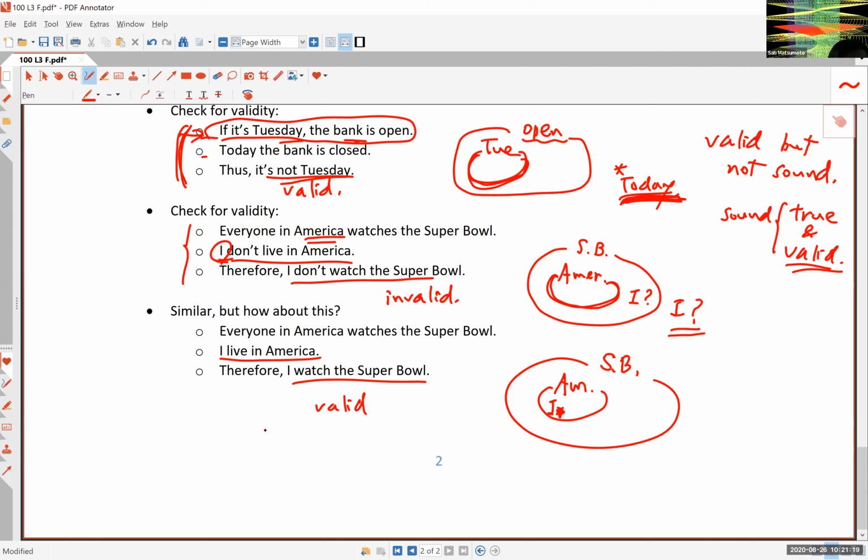Is this sound? No, it's not sound, okay? Simply because this is not true. Not everybody in America watches the Super Bowl. So you can't say just because you live in America, you must be watching the Super Bowl, because the first statement is false. But if the first statement were true, then this valid structure will give you the valid conclusion, okay? So the soundness depends on the truthfulness of each sentence, each premise. And if each premise is true, and if the argument is valid, we call that a sound argument. And the conclusion will absolutely be true.